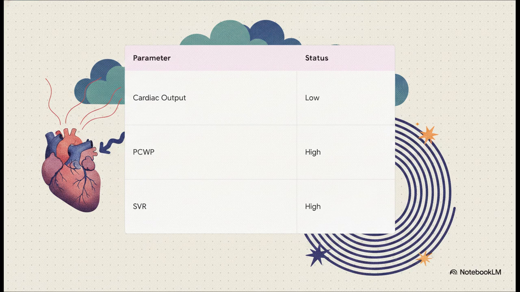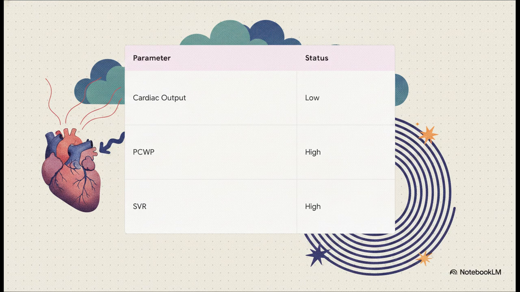The answer is B. This profile perfectly maps out cardiogenic shock. That damaged left ventricle fundamentally drops the cardiac output. Because the heart just can't effectively eject blood, the pressure backs up into the lungs, severely elevating the pulmonary capillary wedge pressure, driving all that pulmonary edema.